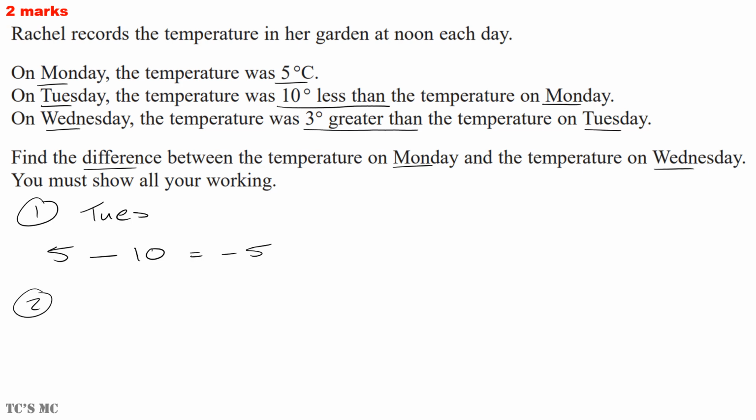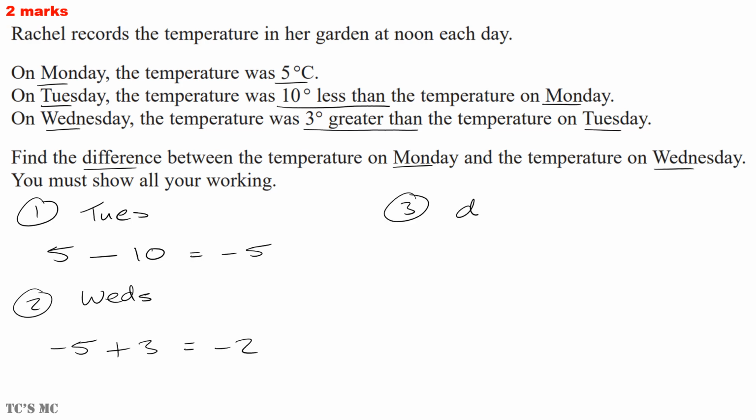Step 2, we need to work out the temperature on Wednesday. Tuesday's temperature was -5 and it says it was 3 degrees greater than, so we need to add on 3. We end up with -2. For all of this, we now have 1 mark.